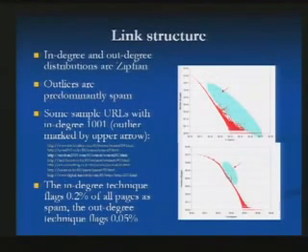Looking a little deeper at the link structure, we plot the in-degree and out-degree distributions. As previous work has shown, these distributions are Zipfian, and the outliers are predominantly spam.